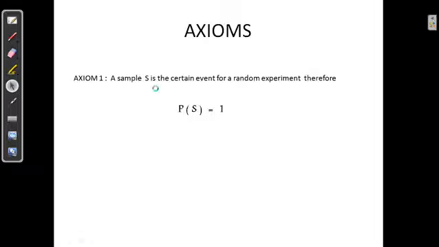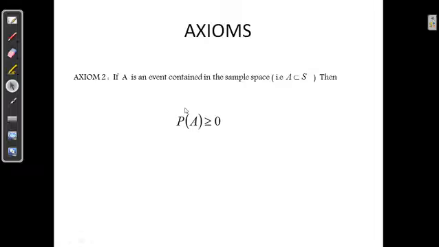Next let us consider the second axiom. So probability of an event should be greater than or equal to 0. The condition: if A is an event contained in the sample space. Okay, that is, if A is a subset of a sample space, then probability of A should be greater than or equal to 0. If we consider the example of tossing a coin, the sample space was head and a tail.